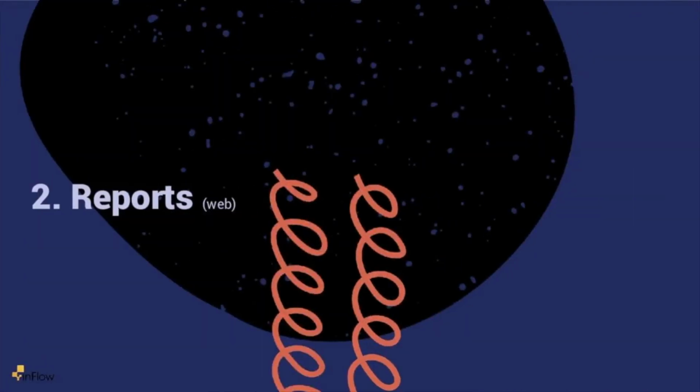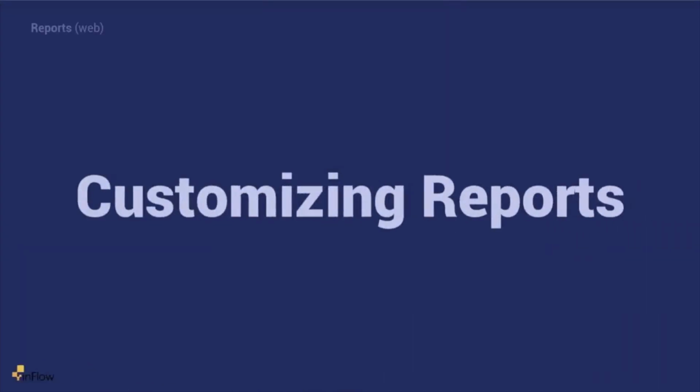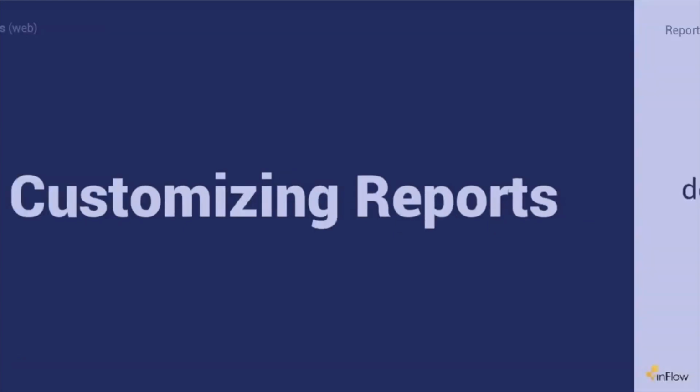So quickly moving on so that we can show reports in the web. So this is, again, using the inFlow Cloud web app that you can access anytime from any browser just by going to app.inflowinventory.com. Again, like the desktop version, you can customize these reports almost the same way that you do on the desktop. So we can briefly go over that.